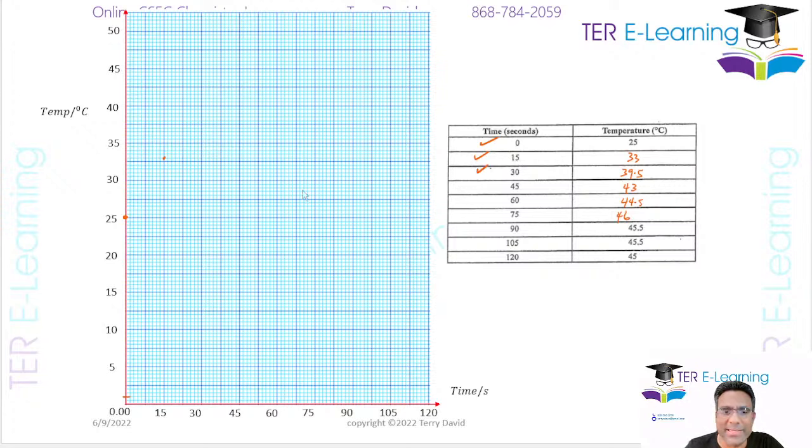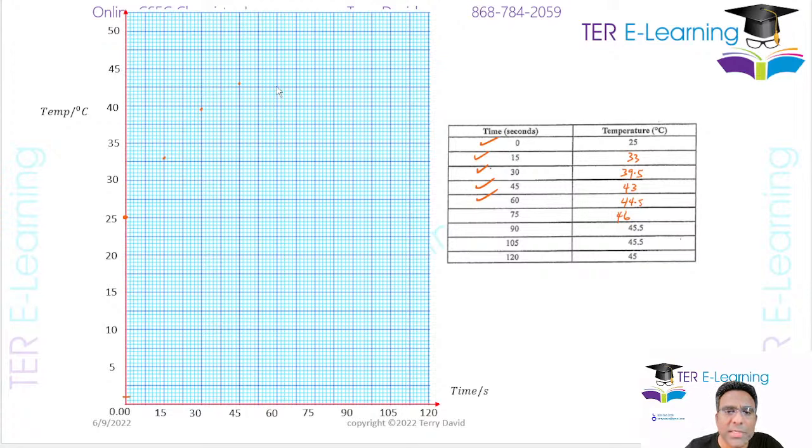The next one is 30 against 39.5. So this here is 39, so here is 39.5. Next one here is 45 against 43. So 45 against 41, 42, 43 is up here. Next one is 60 against 44.5.